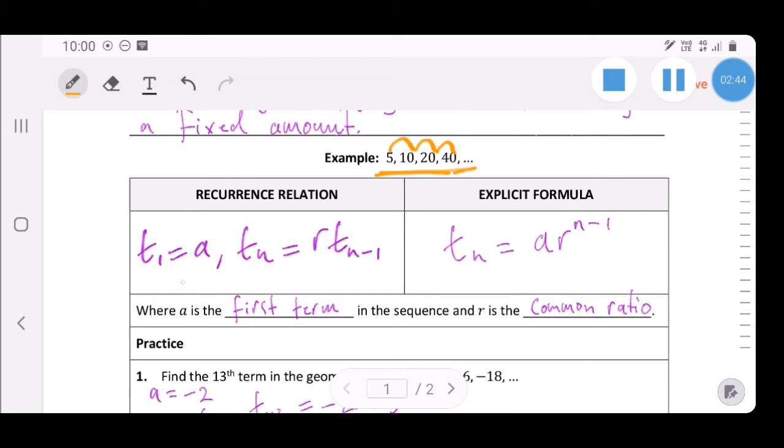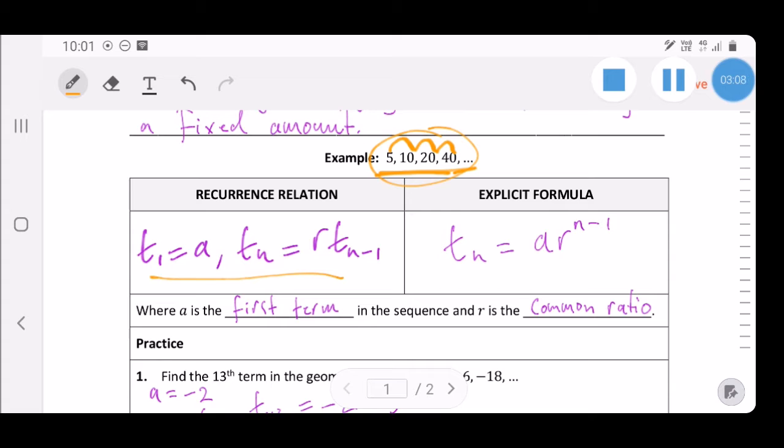Let's look at the recurrence relation first. So here it is here. It has two parts once again. T1, so you need the first term to define a recurrence relation. So T1 equals A in the general case, but in a specific case, let's look at the example above. That would be T1 equals 5 for this example here.